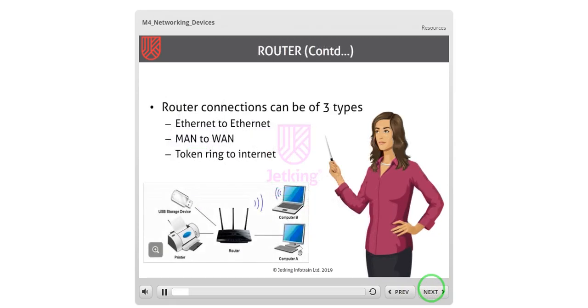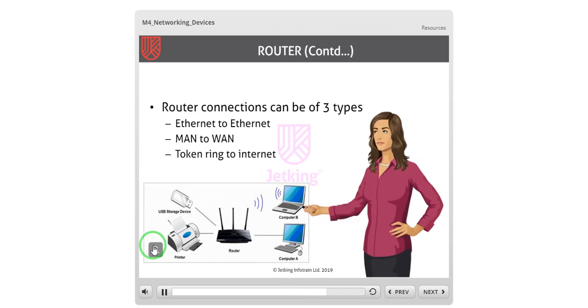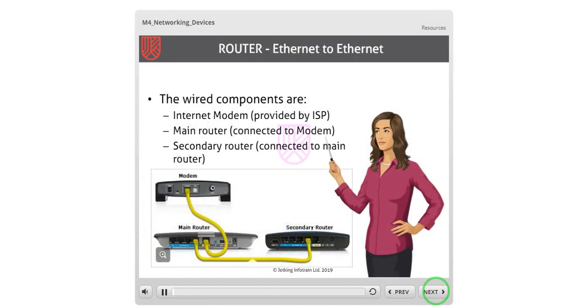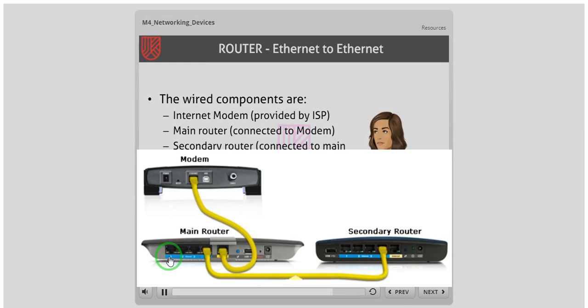A whole bunch of modern routers are available in the market, working to establish connections of various types. There are three types of router connection: Ethernet, MAN to WAN, and token ring to Internet. Each of the types is explained in the forthcoming slides. In this scenario, the main router can either be Linksys or a third party and will be referred to as the main router. The second router should be Linksys and will be called the secondary router. If you want to cascade a non-Linksys router to the main router, you need to call its manufacturer for support.